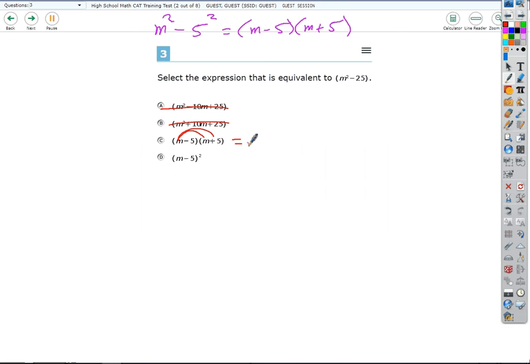When I distribute the m, what do I get? When I distribute, what about over to there, what do I get? So if I distribute the m to the 5, what do I get? What if I distribute the negative 5? Negative 5 times m? Negative 5 times positive 5? So look, those cancel and I get m squared minus 25. It works, right? Remember, you can't just distribute the squared because these are being subtracted, right? It's not m squared minus 5 squared, it's m minus 5 times m minus 5, right?